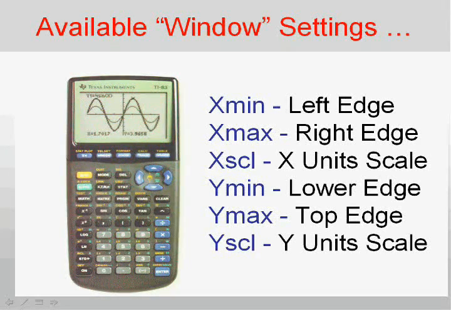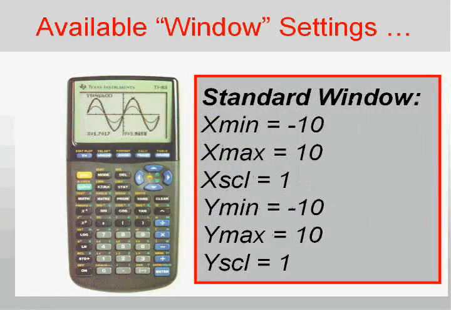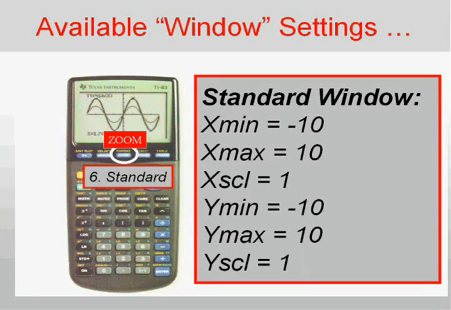Now, as I said before, unless you change it, the standard window is going to go from -10 to 10 for x's and from -10 to 10 for y's, and the scale is going to be 1 to 1. Now, if you do change it and you need to change it back to the standard window, remember that you're going to use zoom. Okay, a whole different button. You're going to use zoom and number 6 standard, and that'll set it back to the way it was before. Okay, go try it. Use it with your homework.